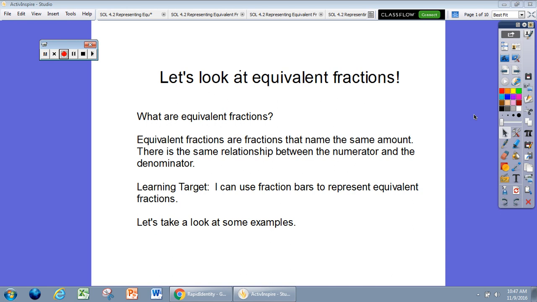Let's take a look at some examples. Before we get started, make sure you have your fraction bars in front of you. If you don't, pause the video and go and get some now.